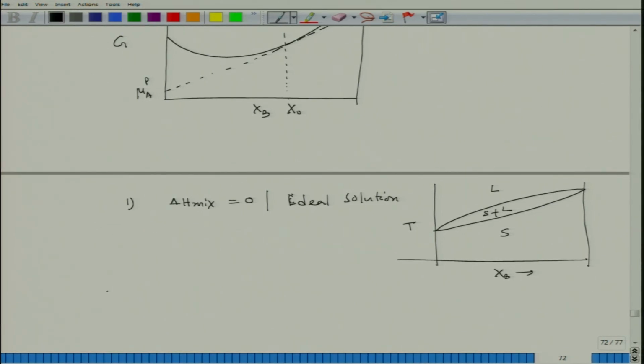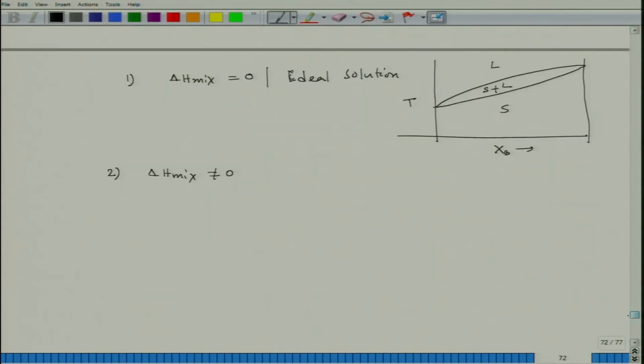But if it is a non-zero value, then the situation would be a little complicated. Let us consider a situation where ΔHmix is greater than 0. When we are considering greater than 0, it can have two more situations. One is ΔHmix greater than 0 or less than 0. So, these two situations can arise.